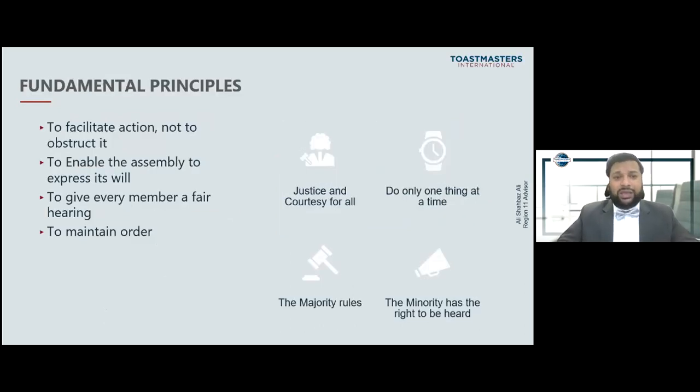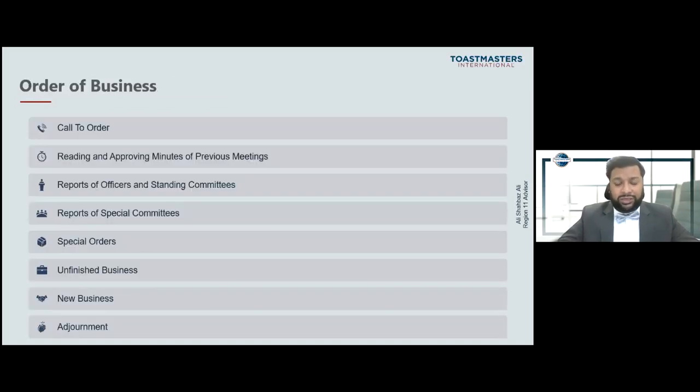We spoke once again about the fundamental principles which hold parliamentary procedures. Every knowledge we learn is supposed to make us better, but not obstruct or criticize people, especially understanding the core values of Toastmasters International. And here is where we spoke about call to order and what happens after the presiding officer says call to order. The whole order of business we discussed briefly, and it is right here on screen in front of you.